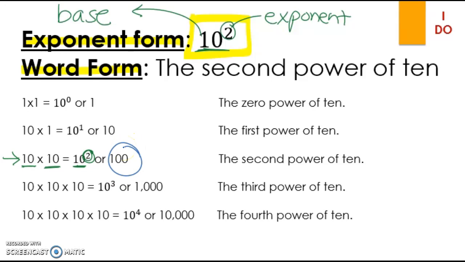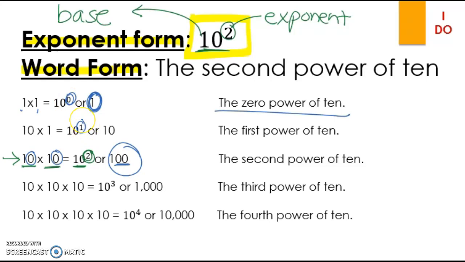You'll notice a pattern here. There are 2 zeros in the expression 10 times 10, and there are also 2 zeros in the product. That is true all the way through the pattern for the powers of 10. 1 times 1 is the 0 power of 10, or the number 1. And how is that written in words? It's written the 0 power of 10. Why is it just 1? Because there are 0 zeros.